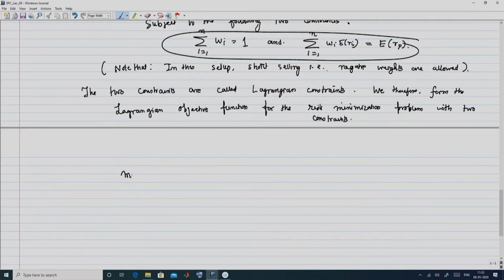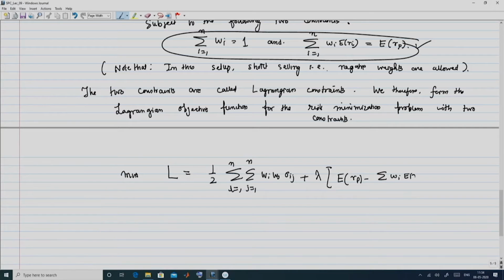Okay, so then the problem becomes minimization of L, which is half double summation i equal to 1 to n, j equal to 1 to n, w_i w_j sigma_ij, plus lambda into the second constraint, which is E(r_p) minus summation w_i E(r_i), i equal to 1 to n, plus some gamma into 1 minus summation w_i, i equal to 1 to n. So, this is what is known as the Lagrangian.